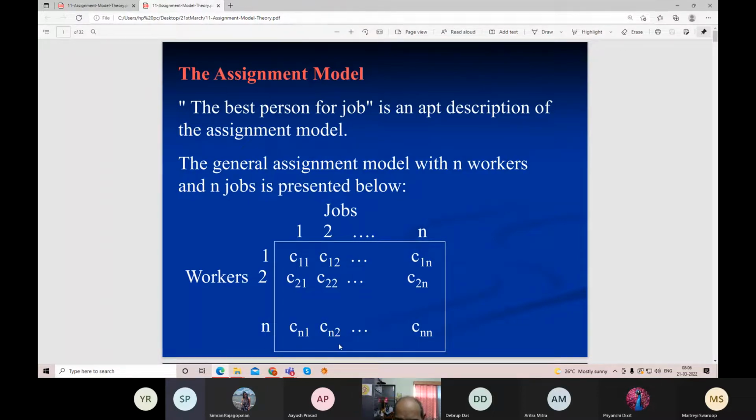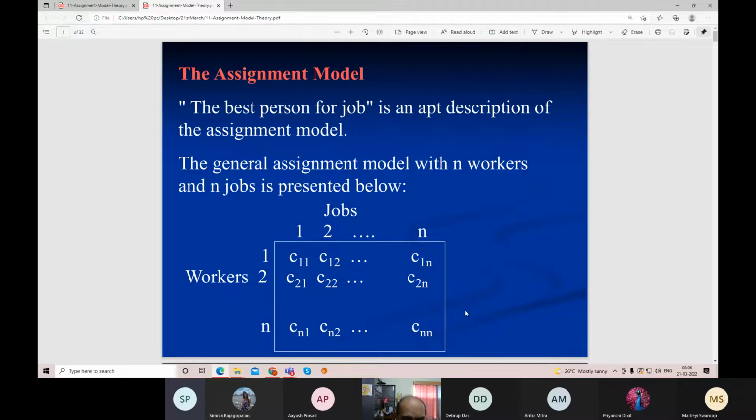In this matrix, the cost coefficients C11, C12, C1n, C21, C22, C2n, and similarly Cn1, Cn2 up to Cnn, are generally positive elements. Sometimes we change some to 0 by subtracting something. We'll discuss that. So a matrix of size n by n is given to you, with n workers and n jobs. Sometimes it is n jobs and n machines. It depends on the problem.